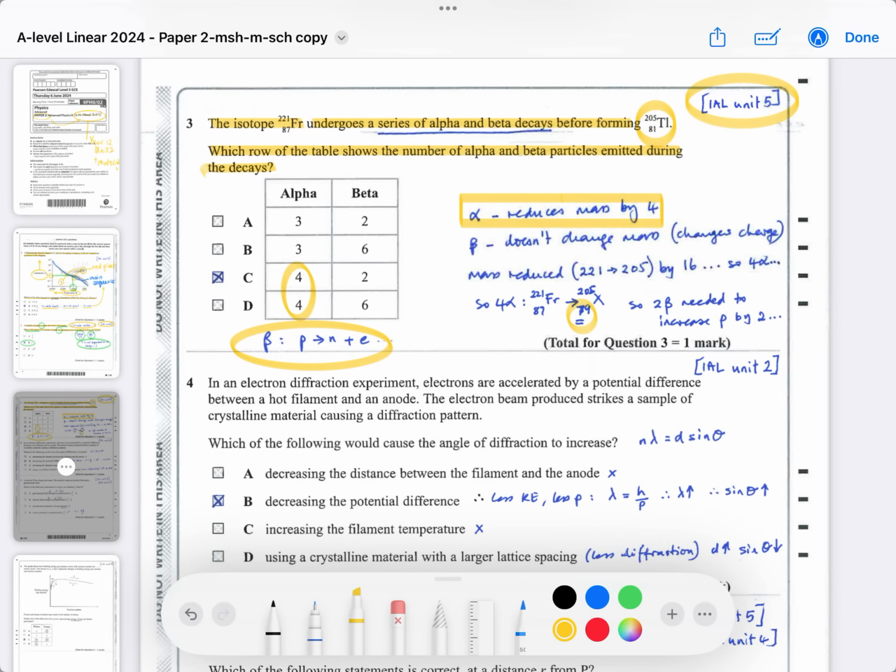Actually, I've done this wrong. It changes a neutron into a proton, so it increases the proton number by 2. So this bit is incorrect. In beta decay, a neutron splits into a proton plus an electron. That's what I should have written. And that will make the proton number go up from 79 to 81, so you get the bottom number correct as well. It increases the proton number by 2.